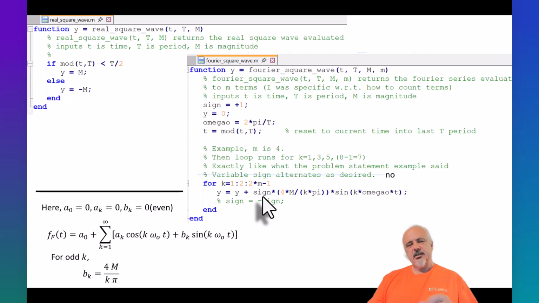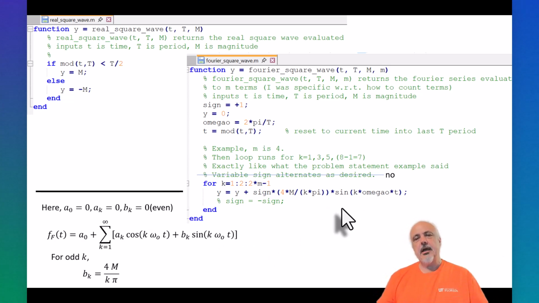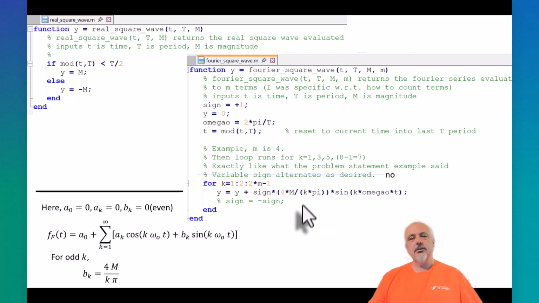And the sign, as I said, in the square wave is not actually changing sign. So I bring it in as plus 1, and I commented out the part where I alternate the sign. So this 4m divided by k pi is the b sub k. And then the sine, this part here, the sine of k omega naught t, is right there. So this is how I create this Fourier square wave, and then I return the y value, and that's going to be the value of this quote-unquote function that's taken to the m terms.